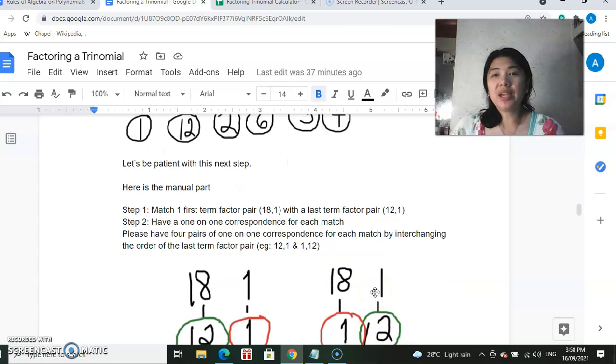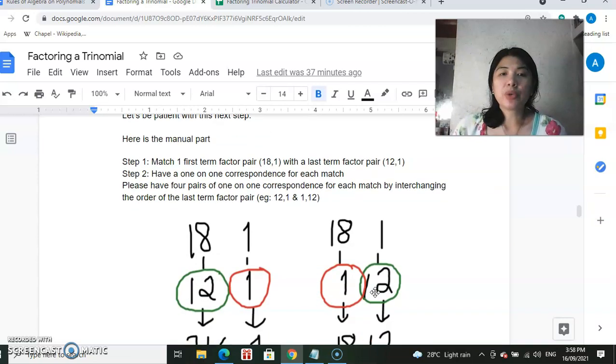And then have a one-on-one correspondence for each pair. So what do I mean by that? So for example, for the first term, 18, 1 is a factor pair. And for the second term, 12, 1. So pair 18 with 12 and then pair 1 with 1. So one-to-one correspondence or pairing. And then here, 18, 1. So ang technique in the pairing, just keep the first terms of the same order for each trial. So 18, 1 and then 18, 1.